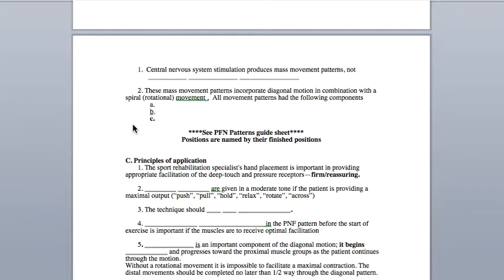They'll have A, flexion or extension, so the shoulder will go into flexion or extension, or the hip. B is adduction or abduction, and C is rotation. So when we did our shoulder patterns, the shoulder always went into either flexion or extension, adduction or abduction, and a rotation, those 3 components, and same with the hip.